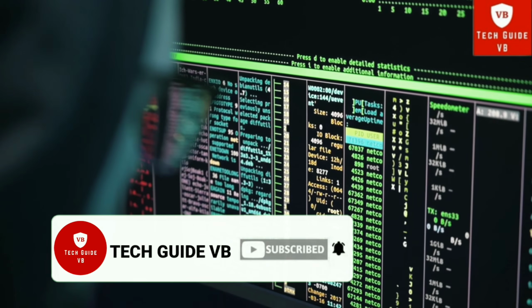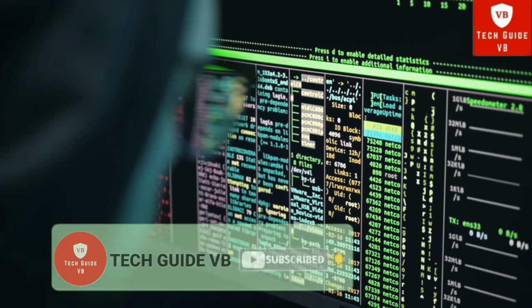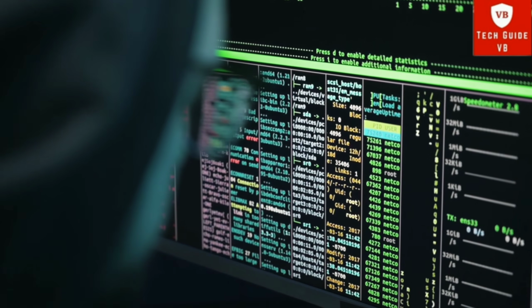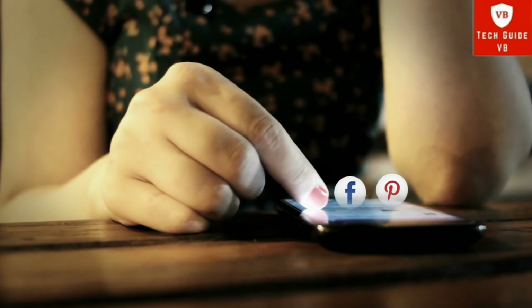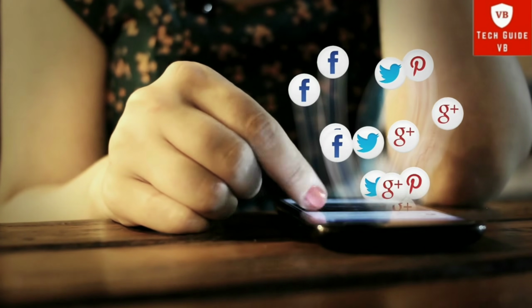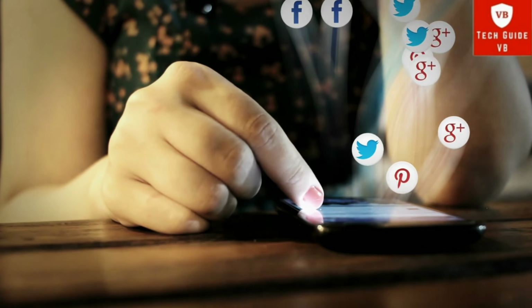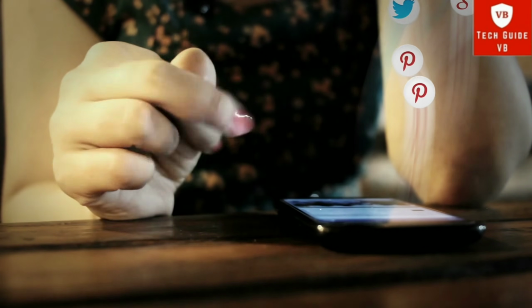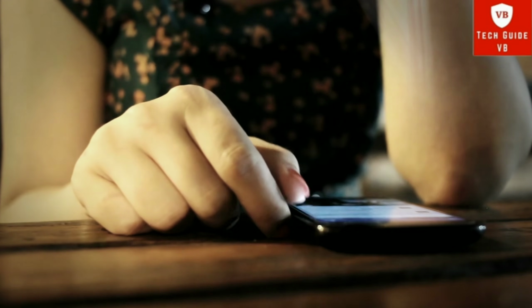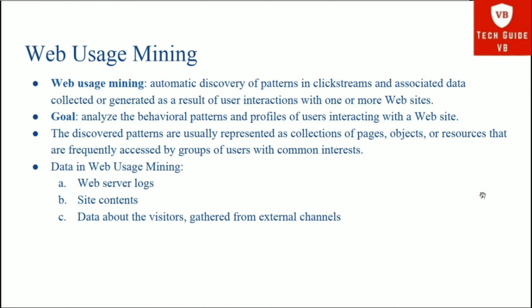Web usage mining. What is web usage mining? Web usage mining is the application of data mining techniques to discover interesting usage patterns from web data in order to understand and better serve the needs of web-based applications. Usage data captures the identity or origin of web users along with their browsing behavior at the website. Web usage mining itself can be classified further depending on the kinds of usage data considered.